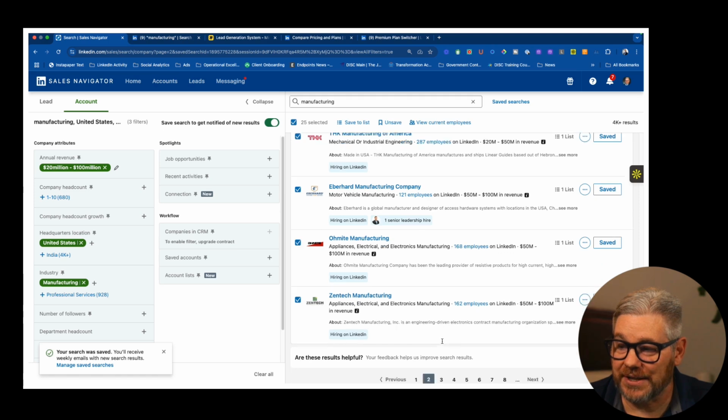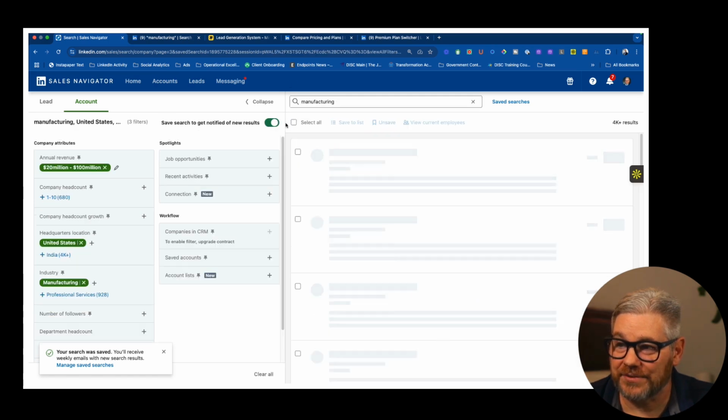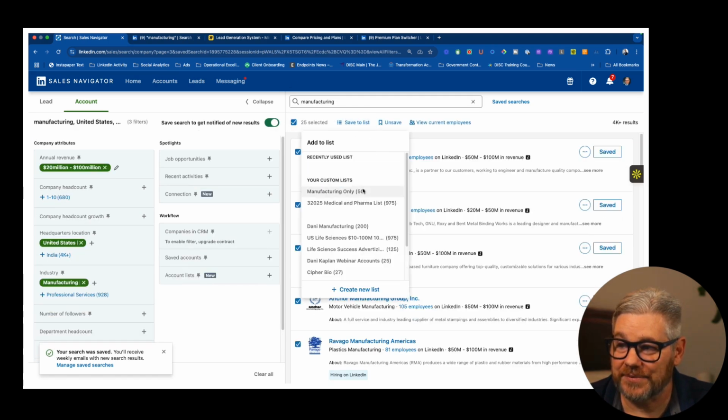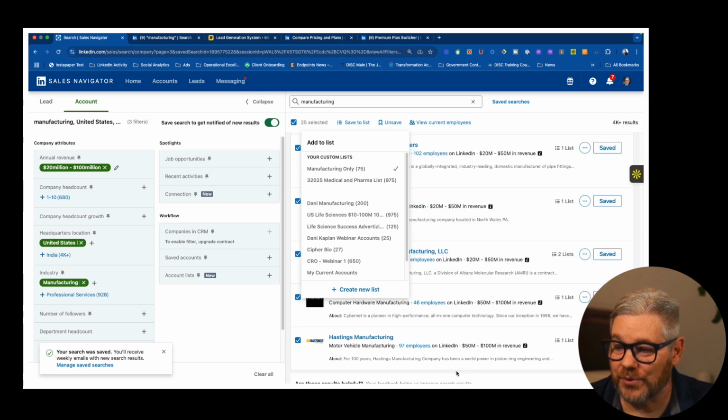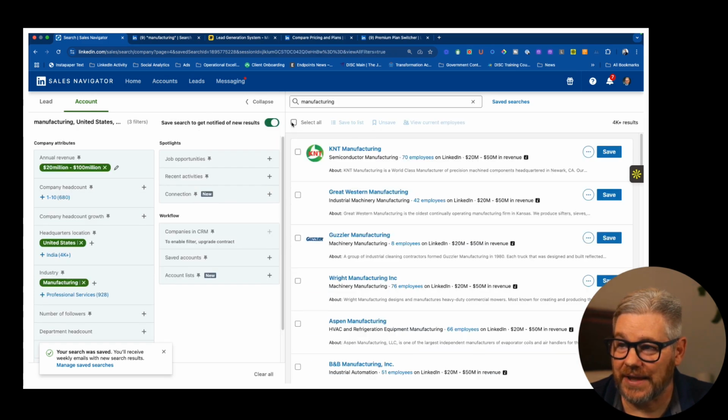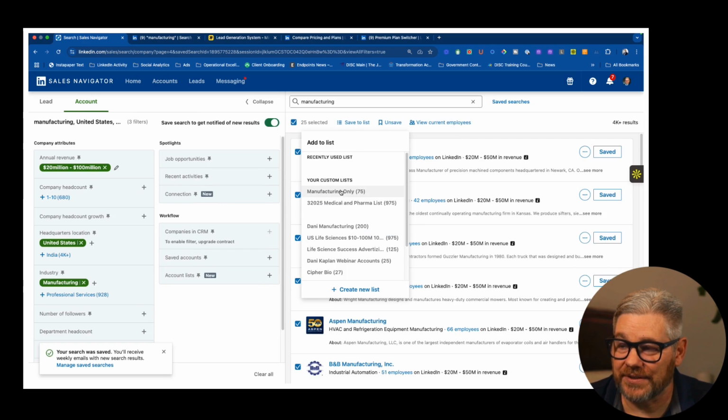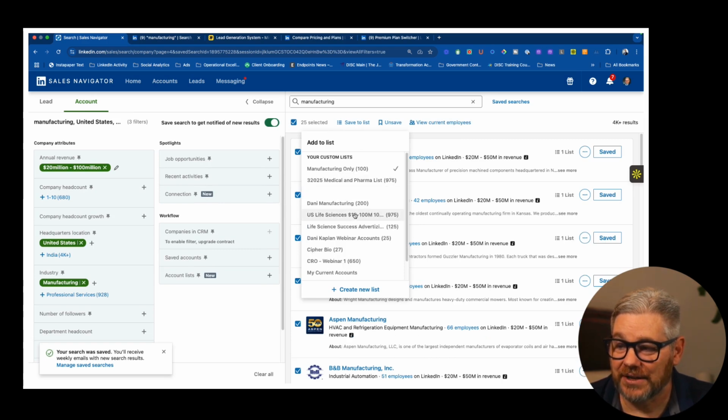I'll go to page 3 then. And in page 3, I'm going to select all, save them to the list in manufacturing only. And one more time on page 4, we're going to pick the last 4 there and save to list and then manufacturing only. And I'll show you why there's a benefit to doing this in just a moment. So essentially, I've saved them to a list. It's called manufacturing only. And pretty much that's all I'm going to use this page for.